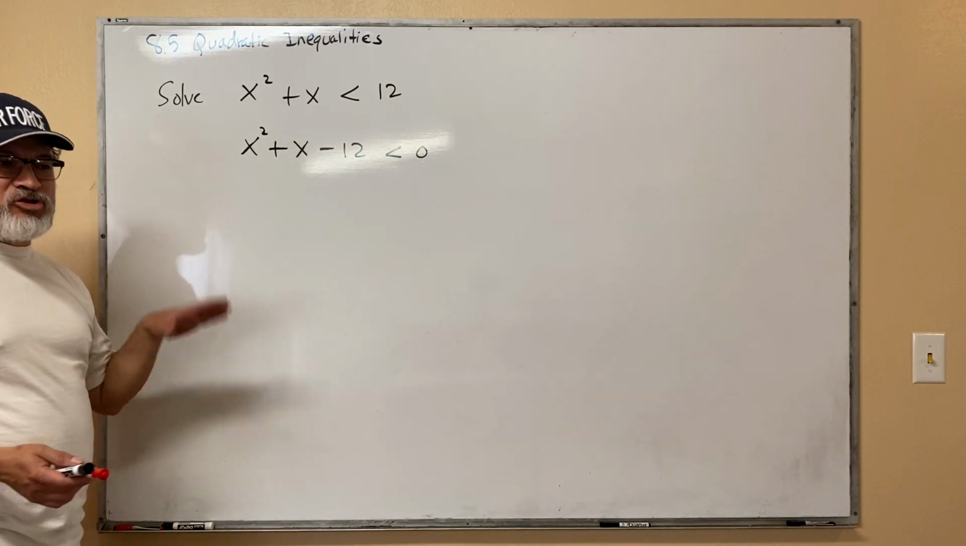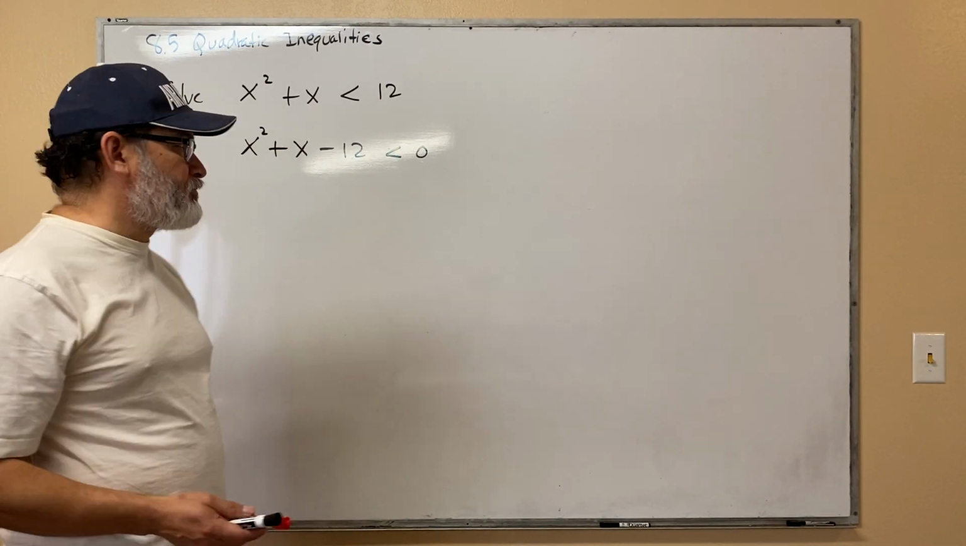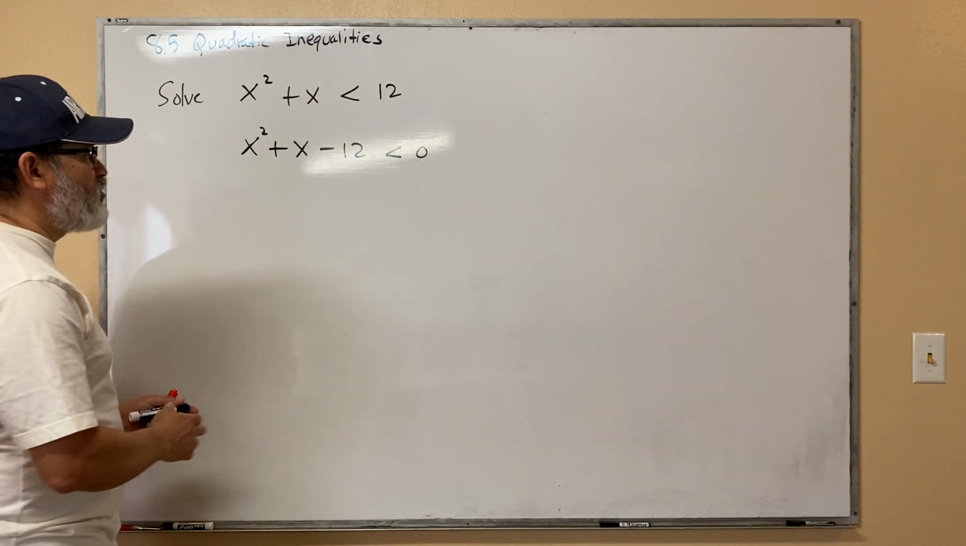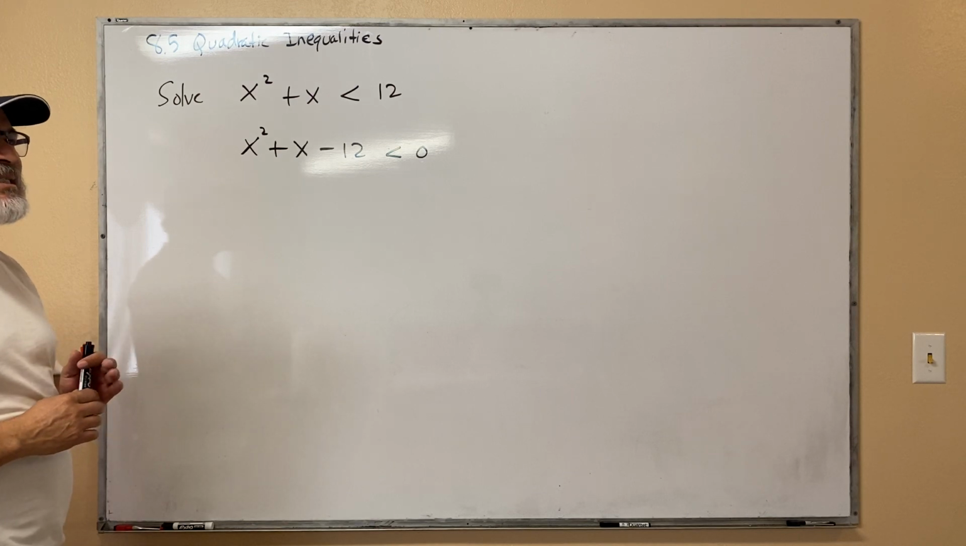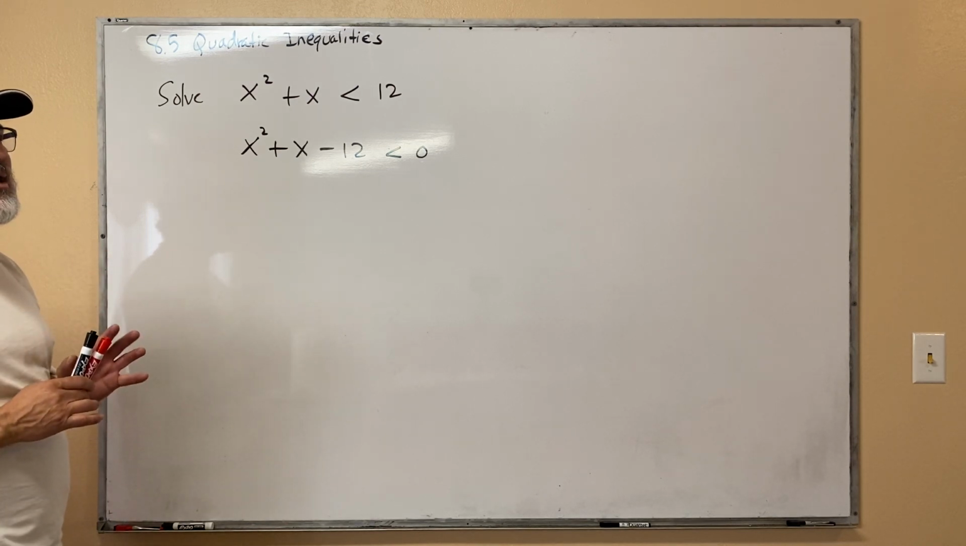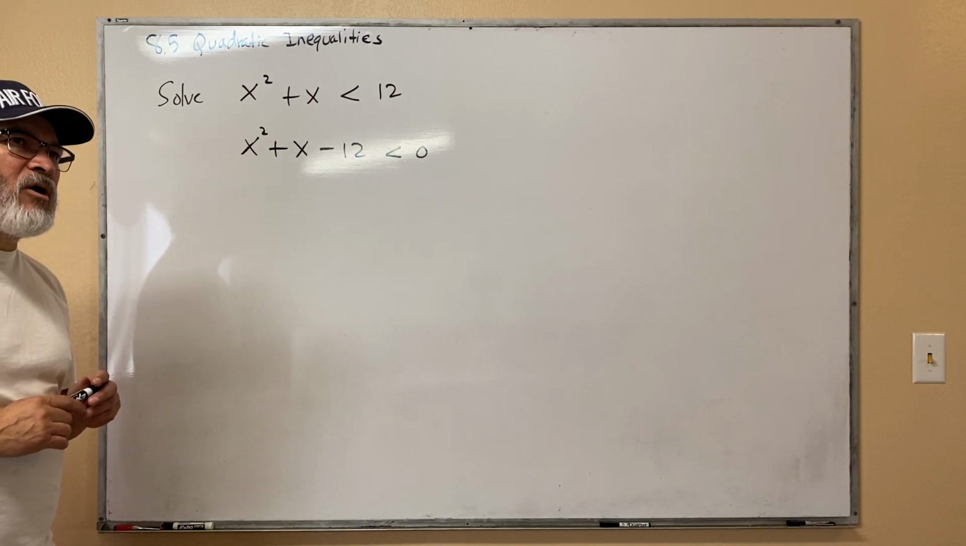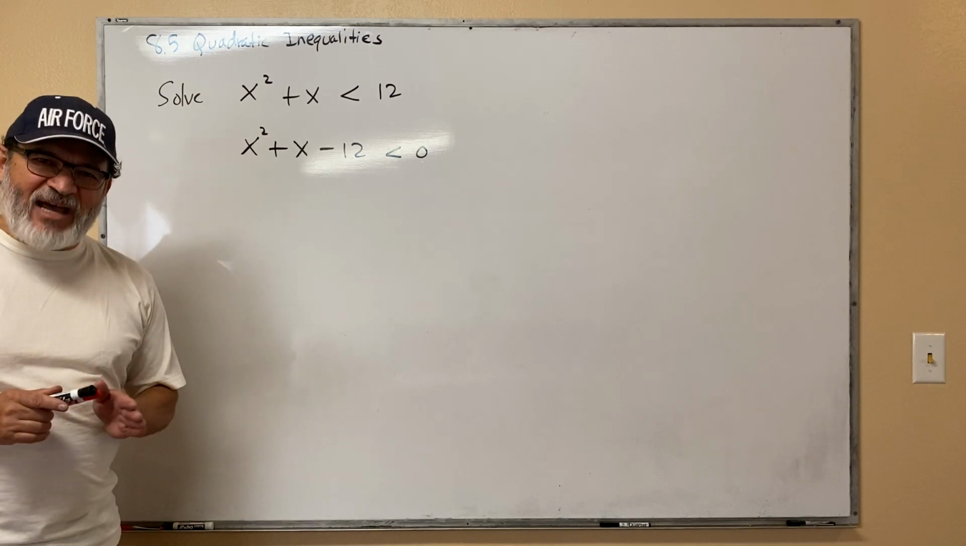Without even graphing, I'm going to show you how to solve this. Okay? So once you make one side equal to 0, what you need to do is find what I call boundary values.